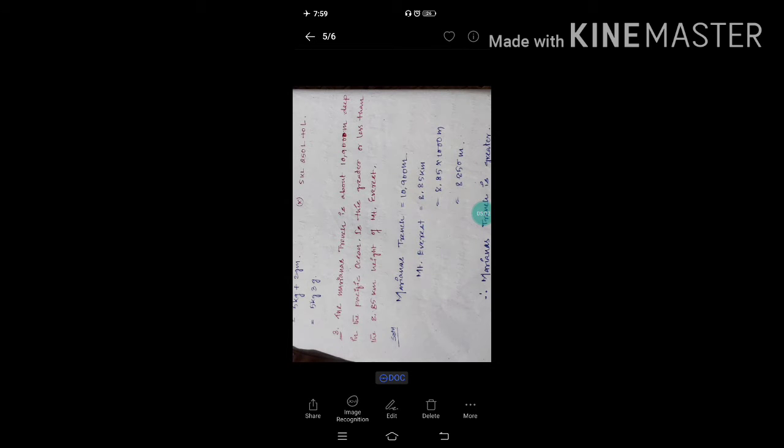See question number 3. The Marianas Trench is about 10,900 meter deep in the Pacific Ocean. Trench means something like a hollow that is dug under the ground. That is called a trench. Something hollow-type that is dug under the ground, so that name is given: Marianas Trench.